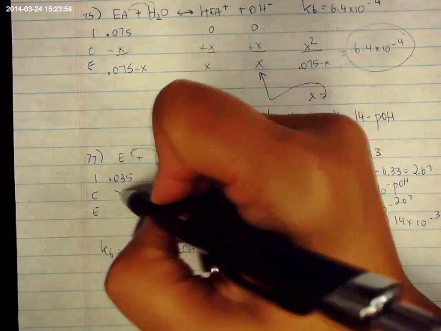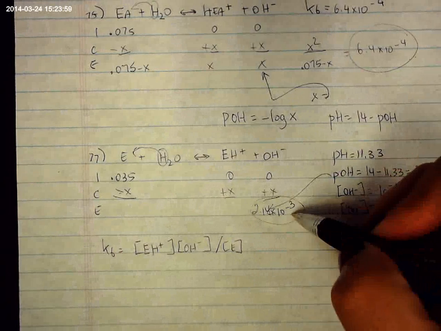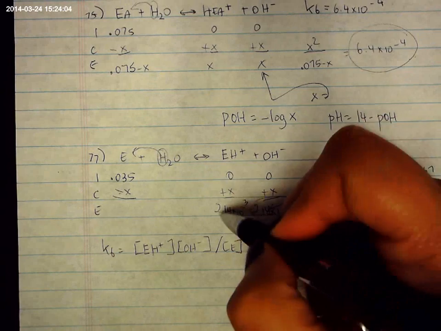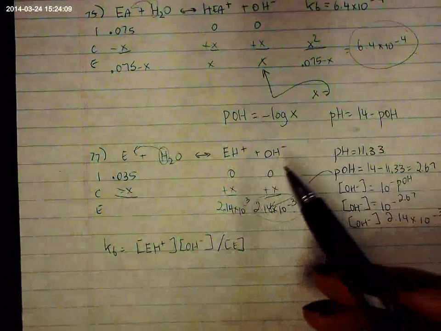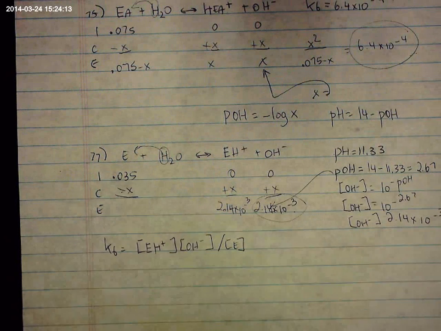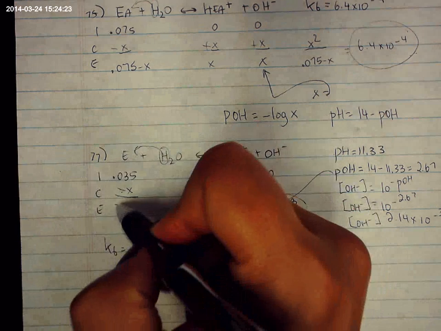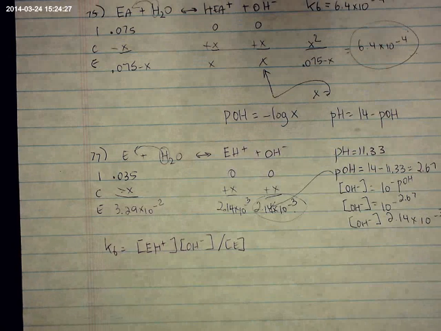And actually, if you remember, we lose on the left, gain on the right, gain on the right. If this value is going to be equal to that value right there, so to the conjugate acid, they're going to be equivalent. And then to calculate the E, I would do 0.035 minus 2.14 times 10 to the negative third, which is 3.29 times 10 to the negative second. Alright, so those are all my equilibrium concentrations.